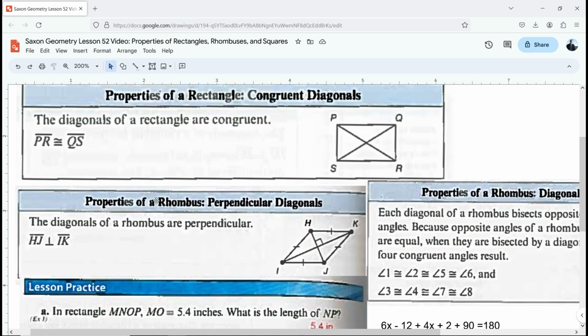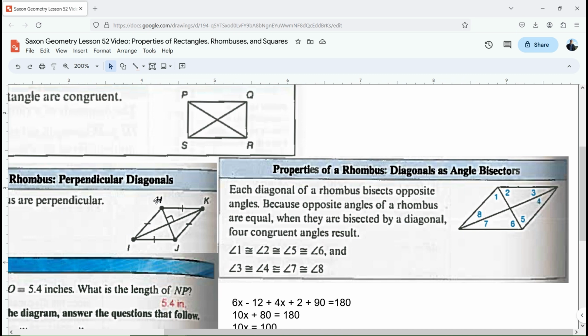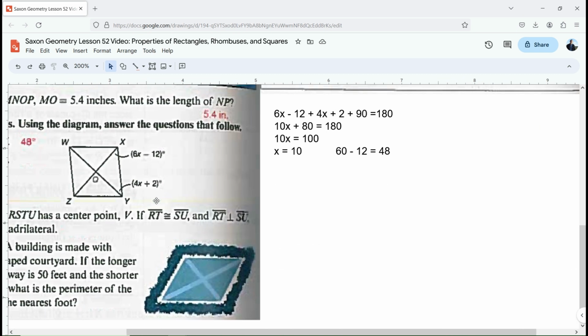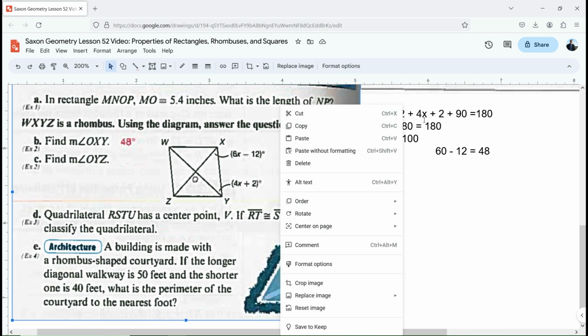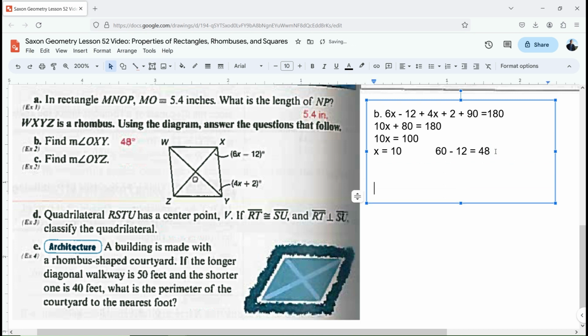Okay, what about OYZ? Let's go back up here and look at our properties. We know that the diagonals of a rhombus are perpendicular, and the diagonals are also angle bisectors. So if this is an angle bisector, whatever this angle is has to be the same as this angle. In other words, OYZ has to be the same as OYX. I could figure out angle OYX. Here, I'm just going to label this. Let me just label this problem B, and then we'll go down and label C.